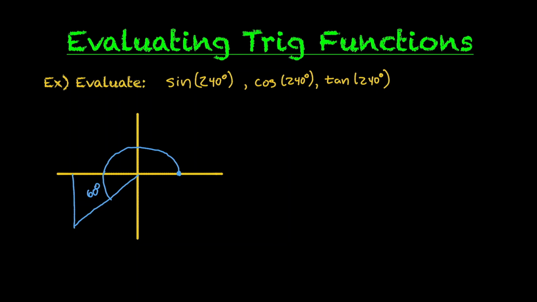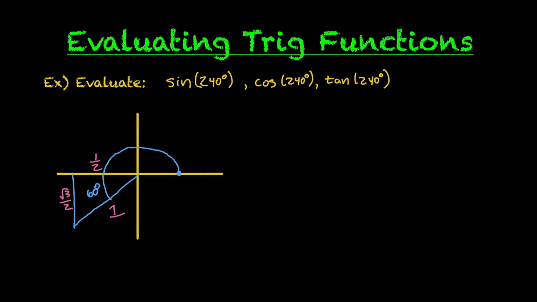Now remember, the hypotenuse is always 1. Okay, so not a problem labeling that. And then across from the 60-degree angle is the larger side. So that's root 3 over 2. Okay. Next to the 60-degree angle is the shorter side, so we're going to put 1/2 there.